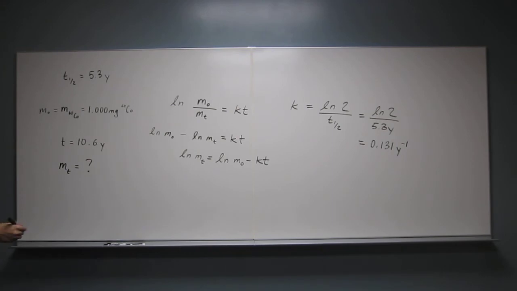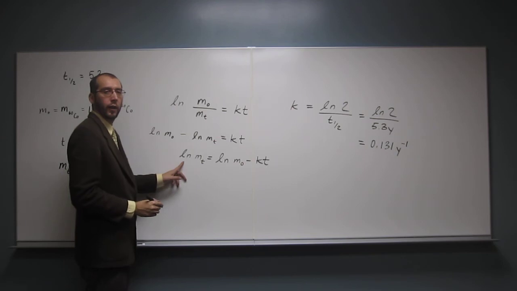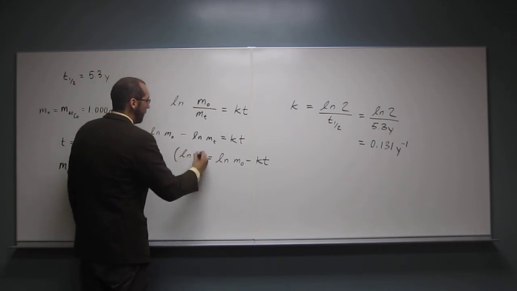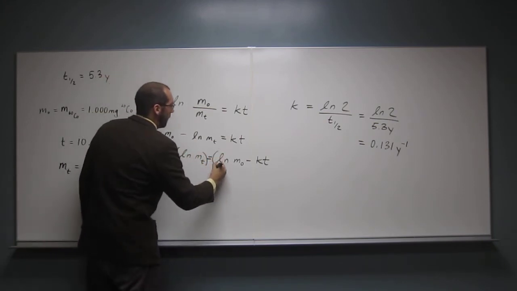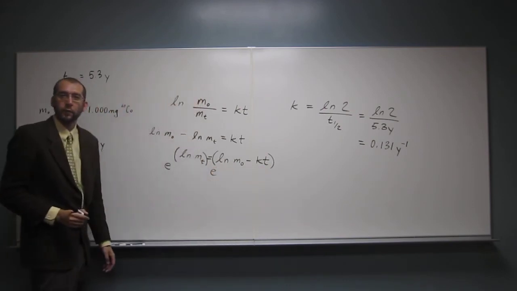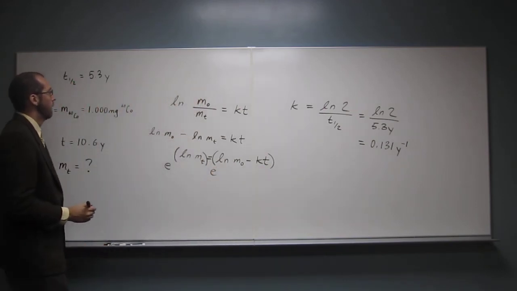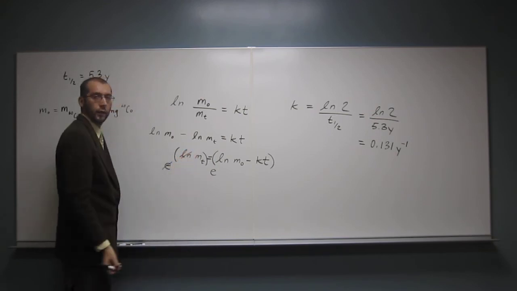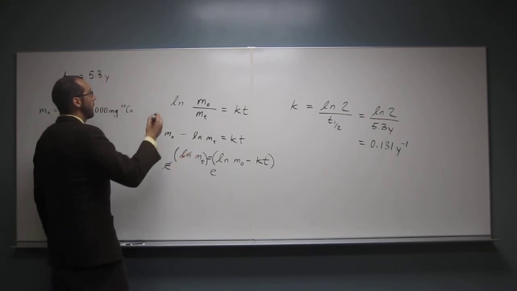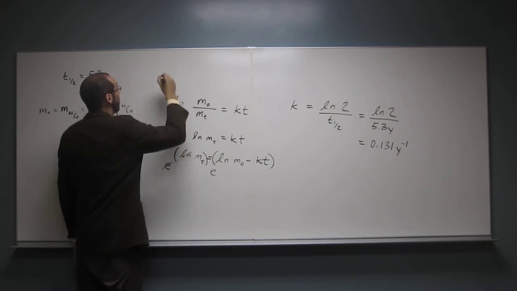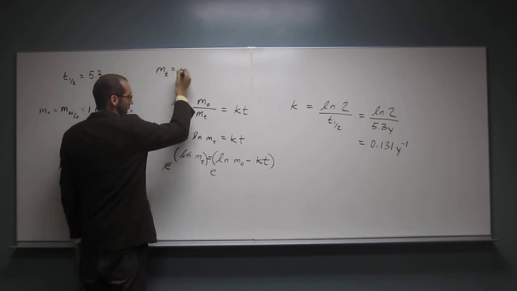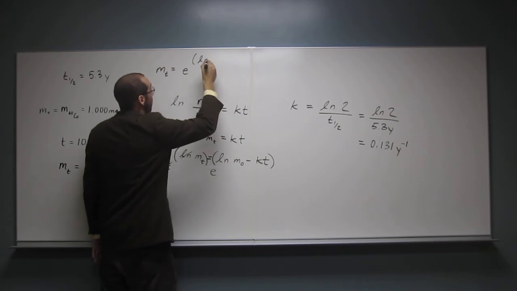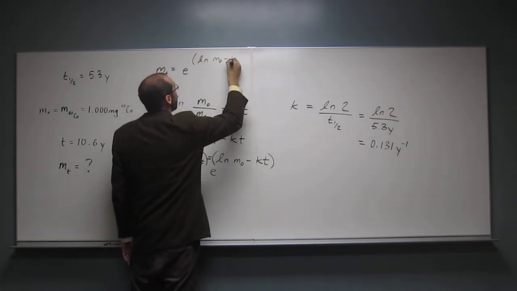Yes. So now, how do we get rid of ln? We gotta take everything to the e, okay? So we'll take both sides to the e, like that. So when we do e to the ln, that cancels out. So that's gonna give us a new equation. I'll just write it up here. That's Mt equals e to the ln of M naught minus kt.